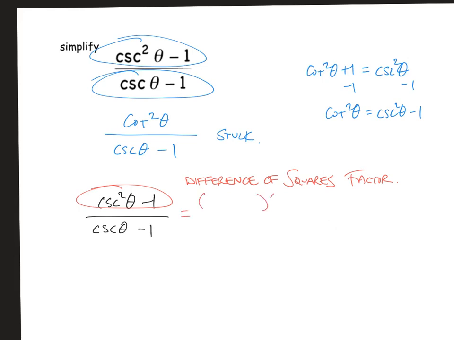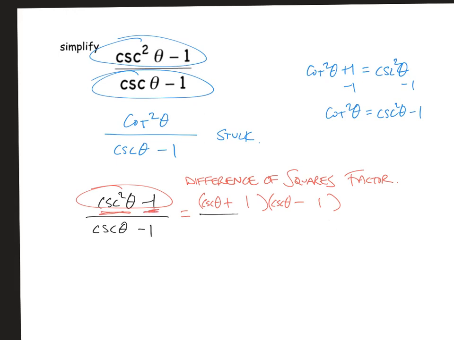So if I factor the top, and I'm using my difference of squares, I remember that one will be a plus and one will be a minus. So I need two identical things that make a cosecant squared theta. So that would be a cosecant theta and another cosecant theta, because those would make a cosecant squared theta. And then I need two identical things that will make a 1. So that would be a 1 and a negative 1. Well, they have to make a negative 1.